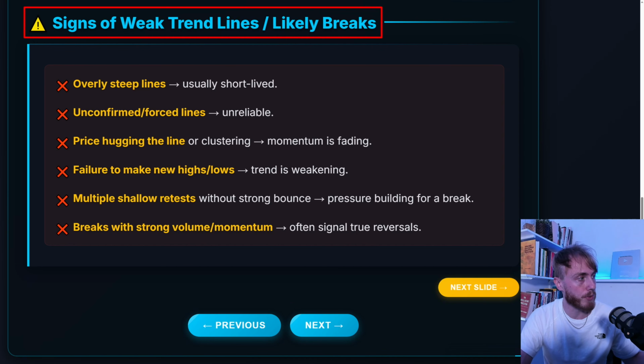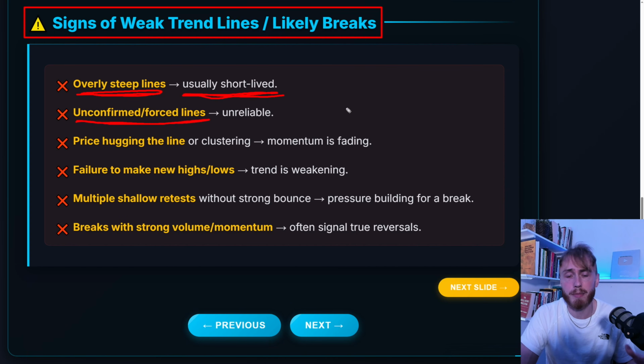But it can also be super useful to learn this, because if you want to trade breakouts, or in other words, trade when a trend line is failing, this is of course super important to learn. So the first one is the opposite of what we talked about earlier. If we have overly steep lines, this means that the trend is usually short-lived, so you can look out for opportunities right there. Another thing you can pay attention to is unconfirmed or sort of forced lines.